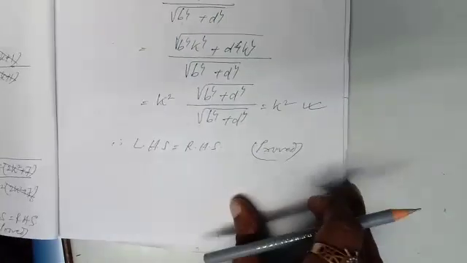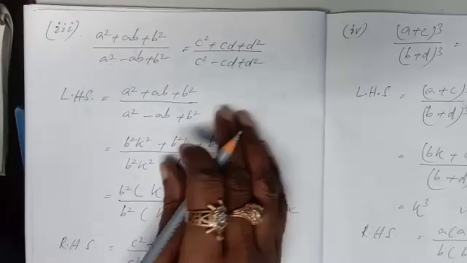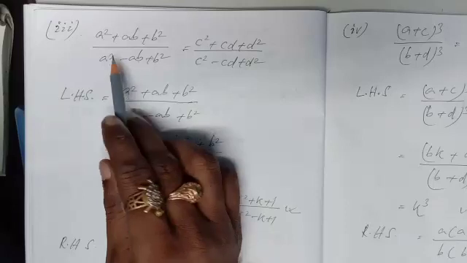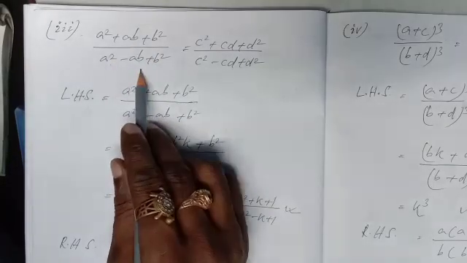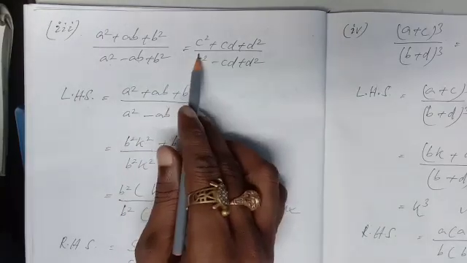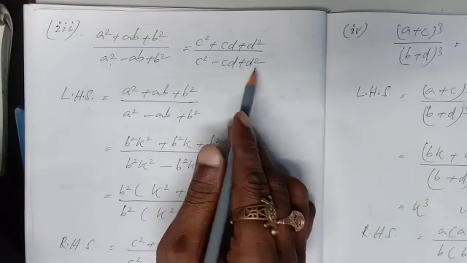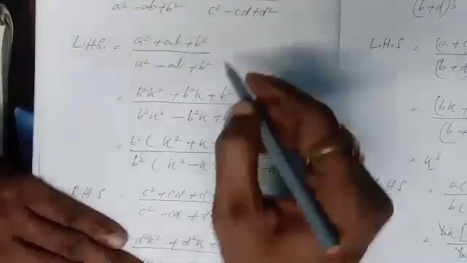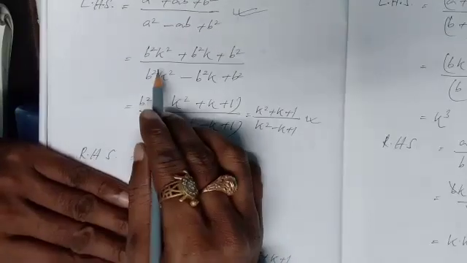Let us go to the next part, that is the third part of number 12. The third part question asks us to prove a square plus ab plus b square by a square minus ab plus b square is equal to c square plus cd plus d square by c square minus cd plus d square. First of all, you have to copy left hand side. What is written here? After that, put a equal to bk.